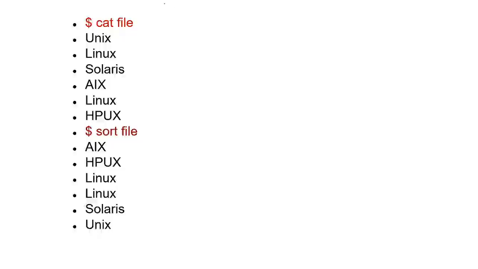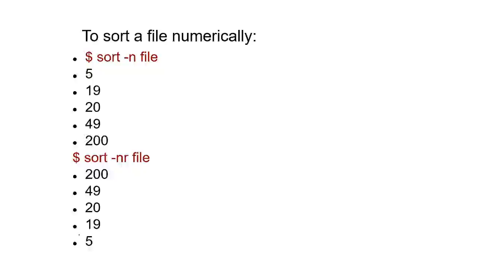For example, you can see this is the cat file, that is the file name. This is the data which is available in that file, and when you sort it using the sort command, you can see it has sorted alphabetically. So the word with alphabet A is at the beginning and the word with U is at the end. So it will sort alphabetically.